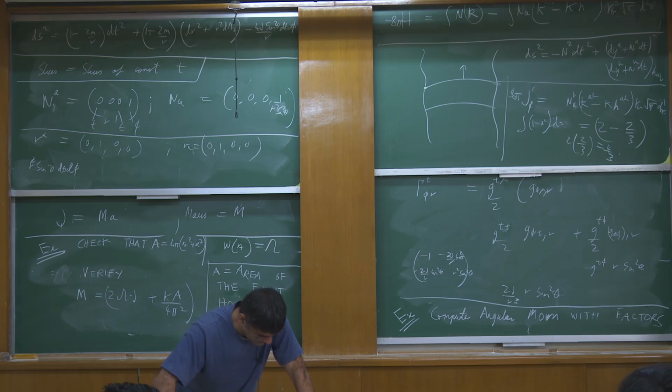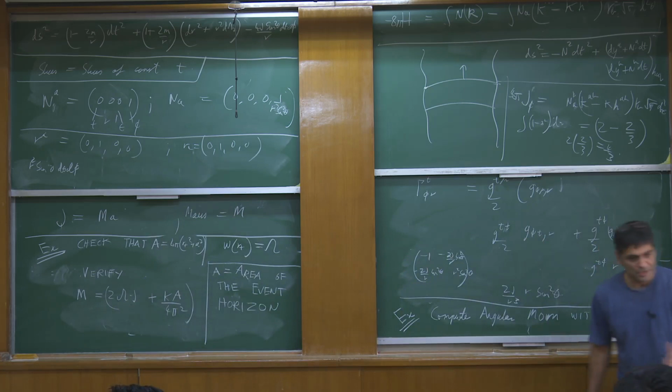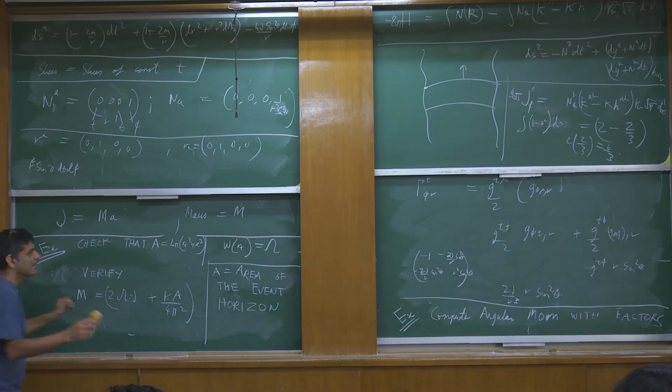In order to see this, you can't use this form of the metric, because this form of the metric is singular at the event horizon. Let's work it out for Schwarzschild. You would have actually had the same objection there, because let me quickly work this out for Schwarzschild for you, and you'll see what you'll have to do.